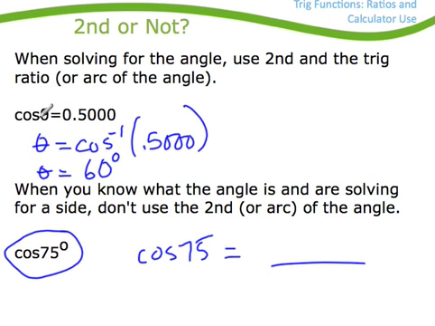Okay, so if I know the angle, I just hit cos in the angle. That'll give me what the ratio of the two sides is. If I don't know the angle, I'm going to have to use that arc cos or arc sine or arc tangent, whichever ratio you have, in order to figure out what that angle is.